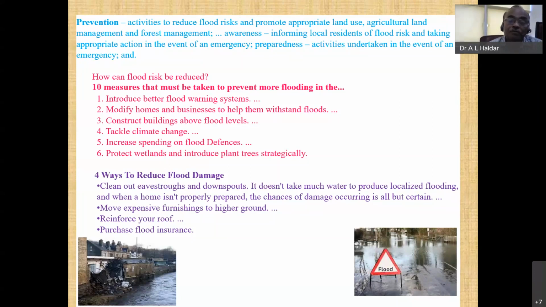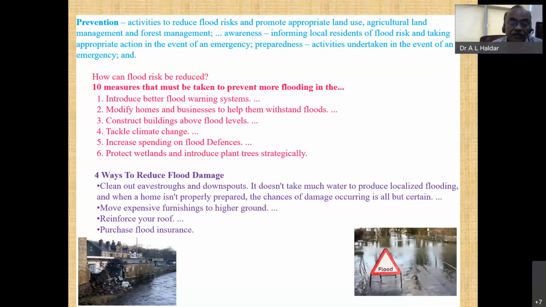You have to introduce a better flood warning system, that is very required. India improves day by day. Modify your homes and businesses to stand against the floods. Construct buildings above flood levels. Tackle climate change. Increase spending on flood defenses. And you should protect wetlands because they also, to some extent, give relief from the flood, to absorb and store the water. Now, how can bodies reduce the flood damage?